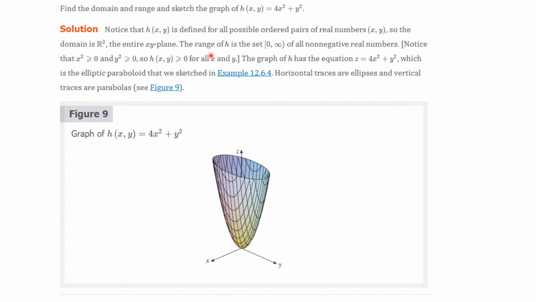The graph is an elliptic paraboloid, and we talked about that earlier, and you can see the horizontal traces are ellipses and the vertical traces are parabolas. So this is the graph you get, and that's a little bit of a review, but now we're looking at it as a function of two variables.